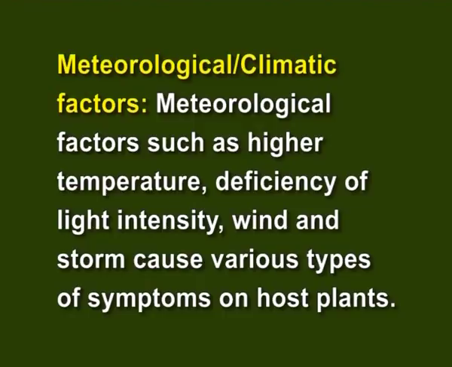Then meteorological or climatic factors. Meteorological factors such as higher temperature, deficiency of light intensity, wind and storm cause various types of symptoms on host plants. Higher temperature causes sunken brown areas on plants, which leads to scorching and rolling of leaves, while light deficiency causes stunted plant growth and reduction in leaf size. The action of wind and storm results in injury and wounds in plants, which makes plants more prone to pathogen attack.